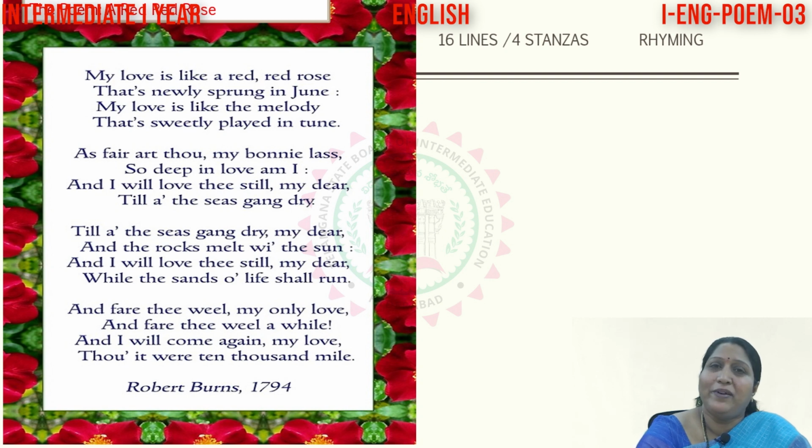So this is the poem, children. You can see the poem is written in 16 lines and it is divided into 4 stanzas each. Can you identify rhyming words in each stanza?